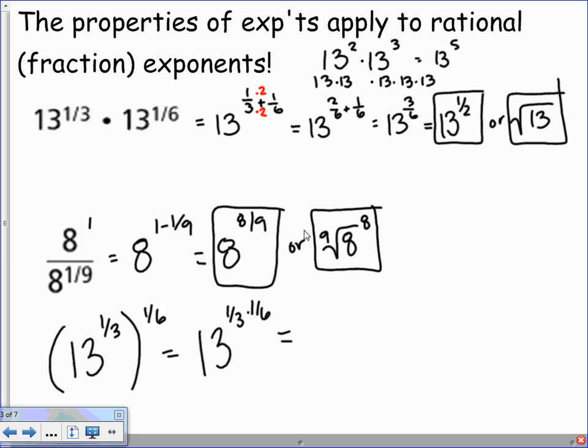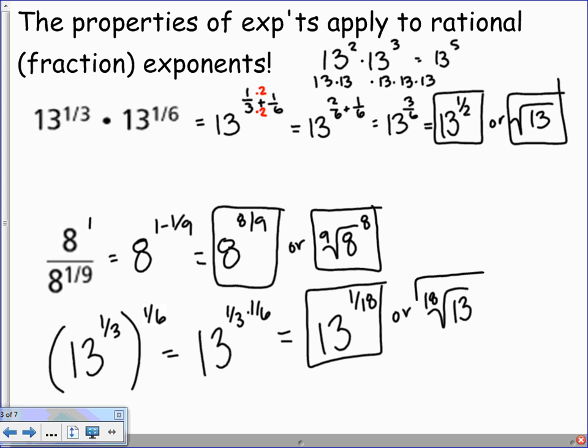No, I could just multiply across on top and multiply across on bottom. Some of you might work on cross-canceling first just to reduce your simplification later. But I could write my answer as 13 to the 1/18 here, or the 18th root of 13. Either one of those is acceptable.